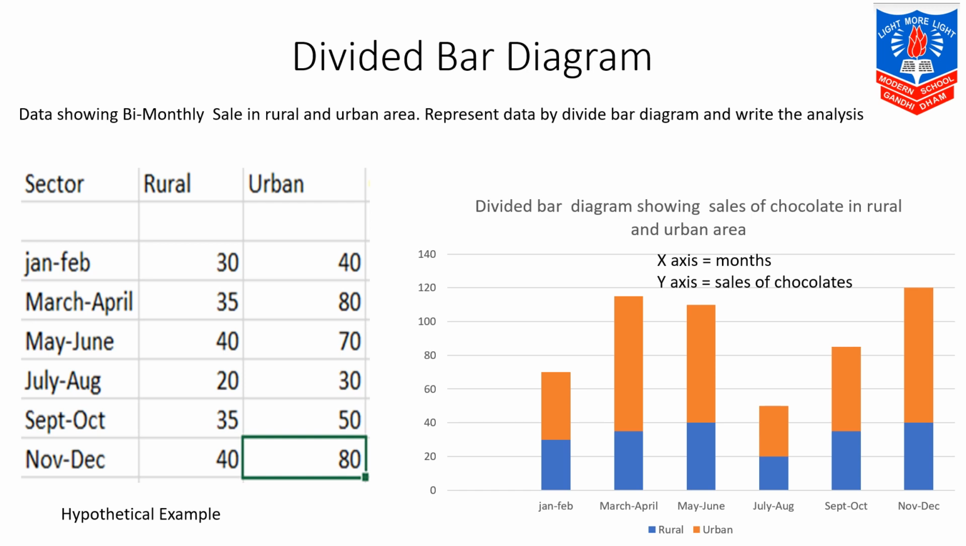After that, in the bar itself we can segregate it. That is 30 for rural, so rural will be at the bottom, and 40 for urban, so urban will be at the top. Next is March and April. Total we have already done. Till 115 our bar will go. Then we will be making the segregation over here till 35. It will be rural, and the rest, obviously 80, will be urban.